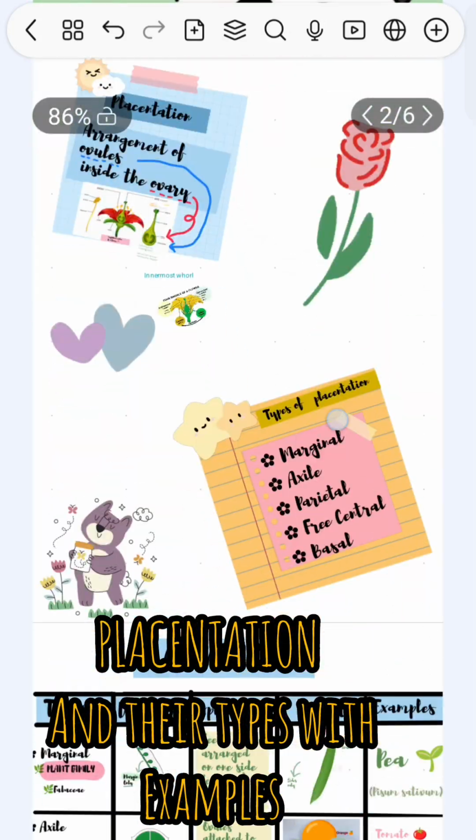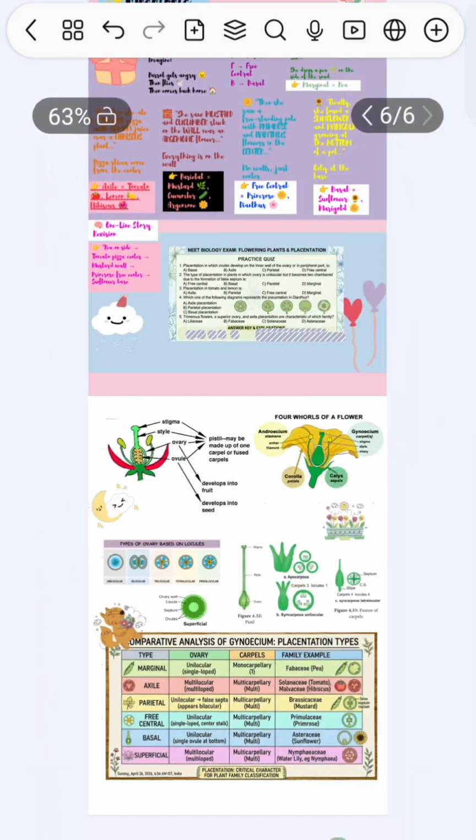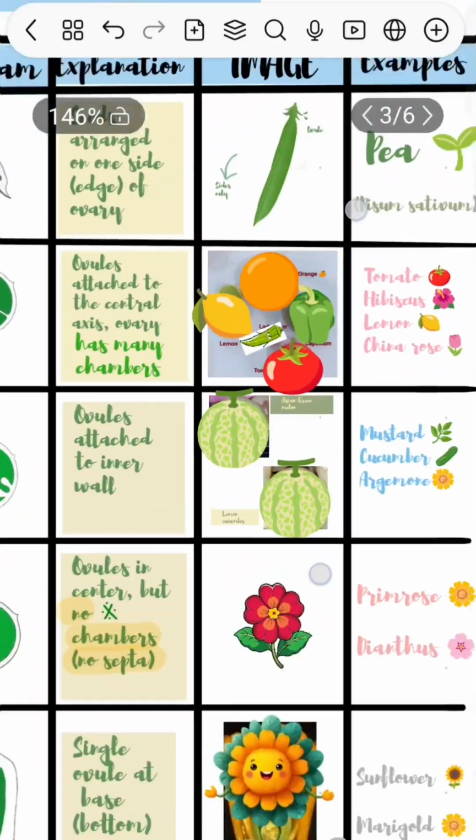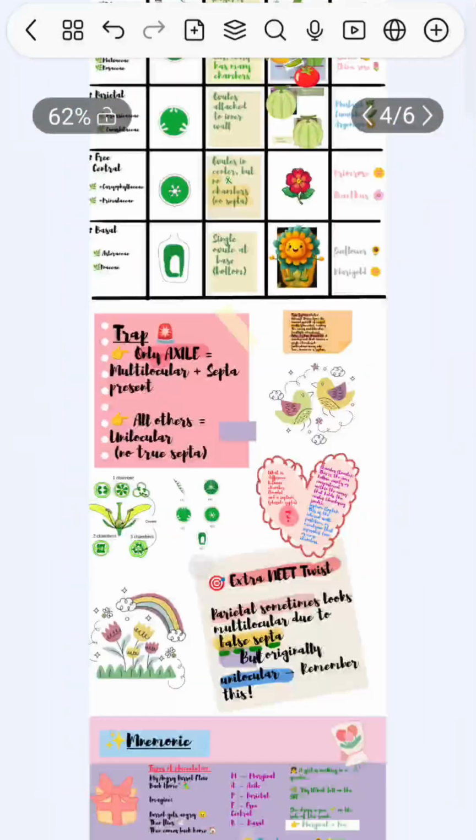Today we are going to study placentation, and we are going to study it in detail, not just memorizing it. For the examples, you obviously need mnemonics. I know I have created them. So without any further delay, let's dive in.